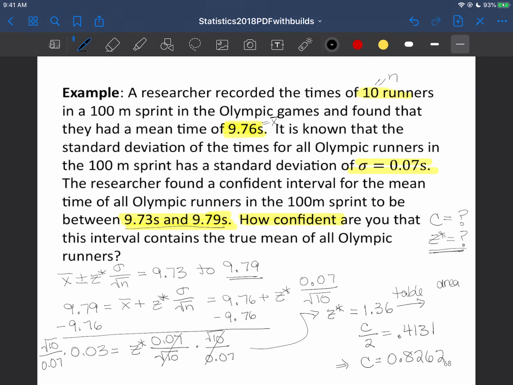And so now I can answer the question: how confident are we that this interval contains the true mean of all Olympic runners? Well, I'm going to convert this C to a percent. We're 82.62% confident that the true mean is in the interval. All right.